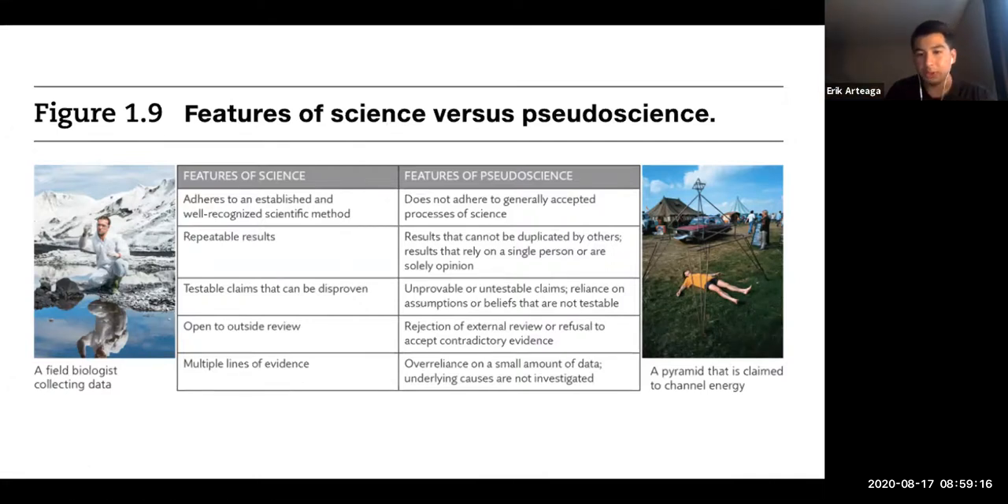All right, so features of pseudoscience. It does not adhere to generally accepted processes of science, and it has results that cannot be duplicated by others. You can't send this to another lab and have them perform the same test and get the same results, right?